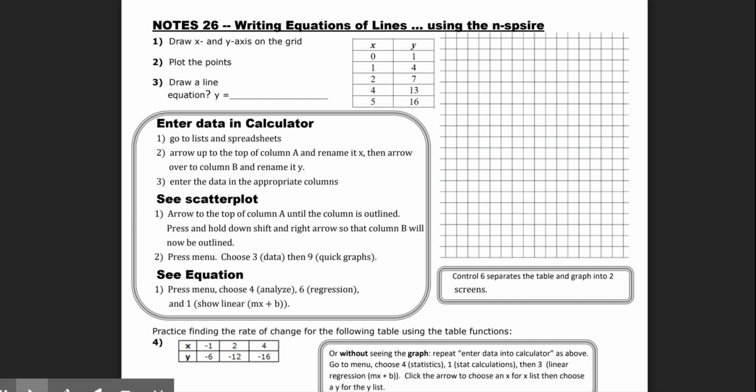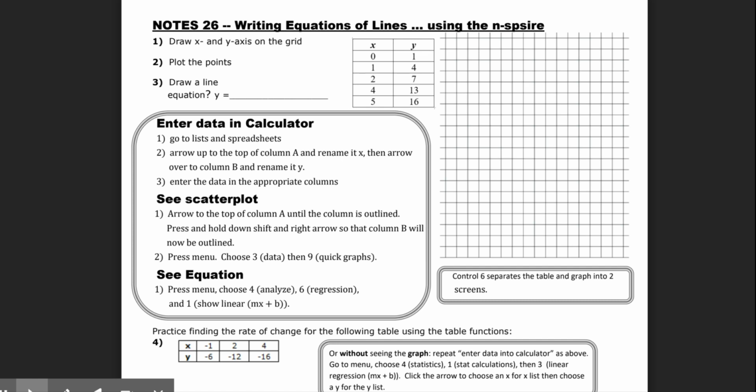Today what we're going to do is show you how to write equations of lines using the Inspire. So instead of normally doing it by hand, like finding the slope using y minus y over x minus x, and then picking a point along with the slope and using your point slope formula, we're going to show you how you can do this in the calculator. So it would be very handy if you had the calculator with you.